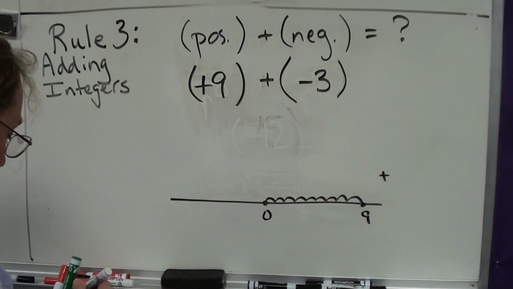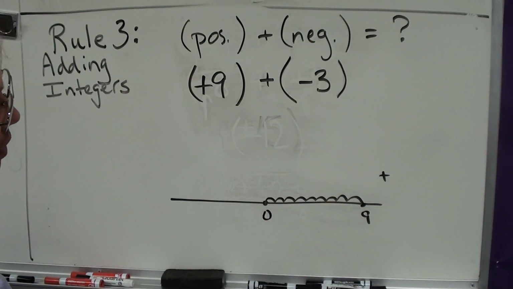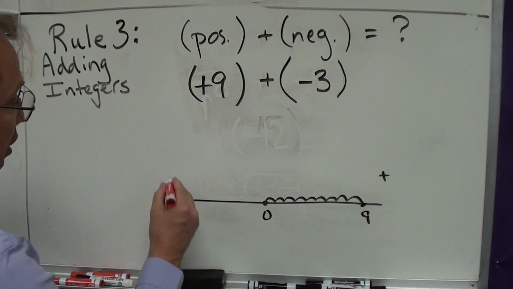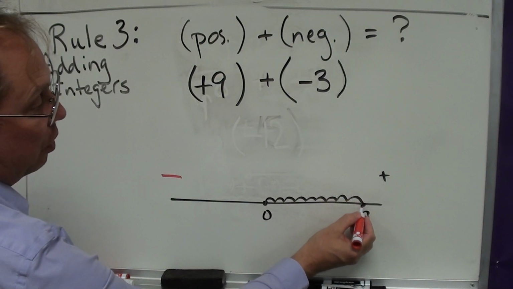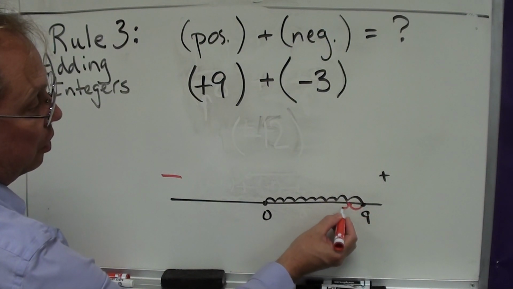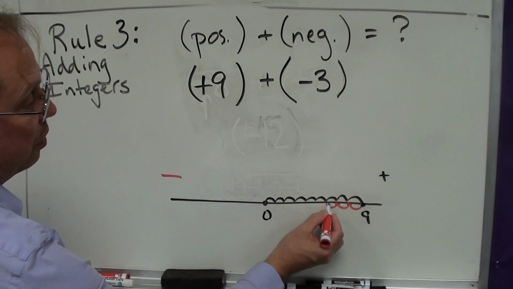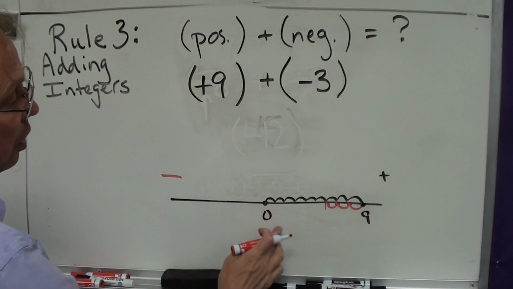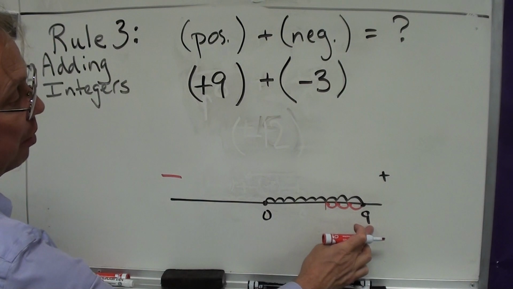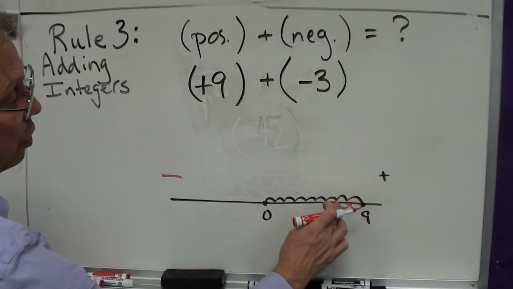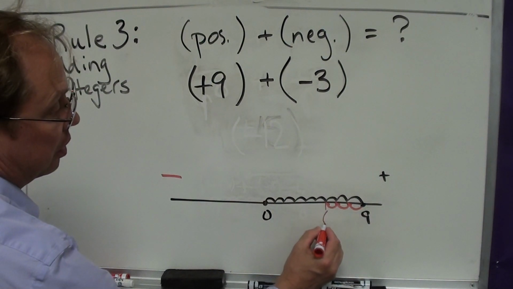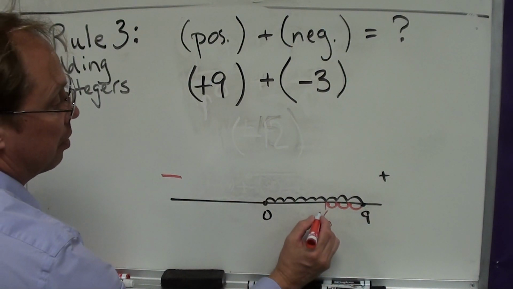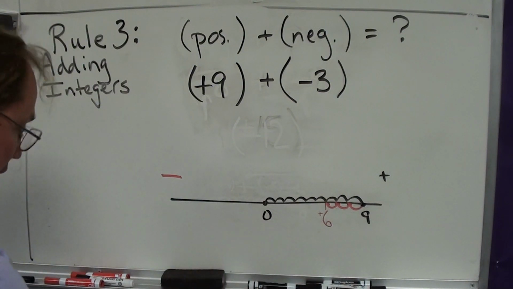But then a second event occurs, and that second event is I go into the negative direction 3 units. Remember, the negative direction is over here. So from 9, I go 1, 2, 3 units in the negative direction. So I was at positive 9, but then I went back 1, 2, 3. I am no longer at 9, I am at 6. I'm still in the positive area because I'm still to the right of 0.